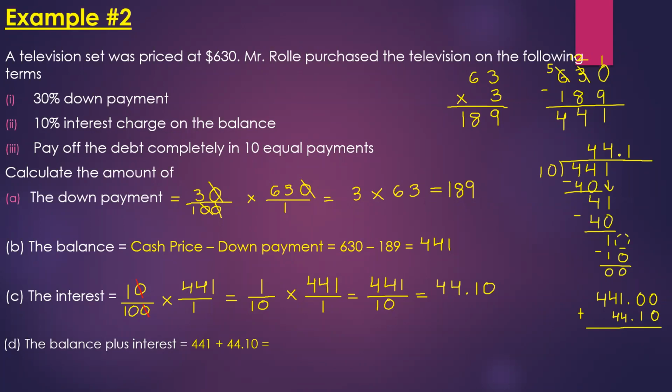So 0 plus 0 is going to be what? 0. 0 plus 1 is? 1. 4 plus 1 is? 5. 4 plus 4 is? 8. 4 plus 0 is? 4. It's going to be $485. And how many cents? 10 cents. Good.